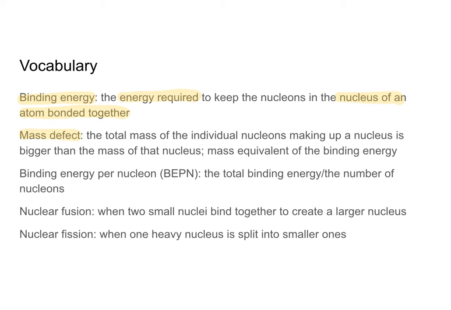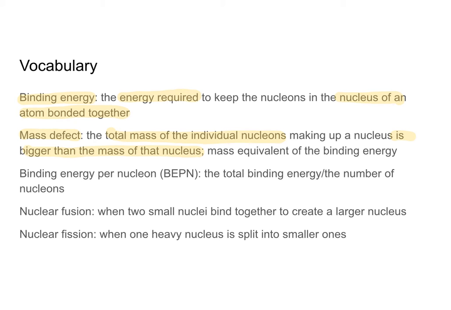And mass defect is the total mass of the individual nucleons making up a nucleus. We know that that is going to be bigger than the mass of that nucleus. And the mass defect is actually the mass equivalent of binding energy. And we're going to talk about how we go from mass defect to binding energy in this video.